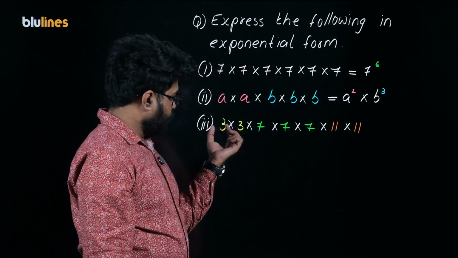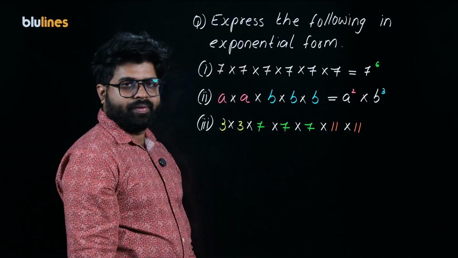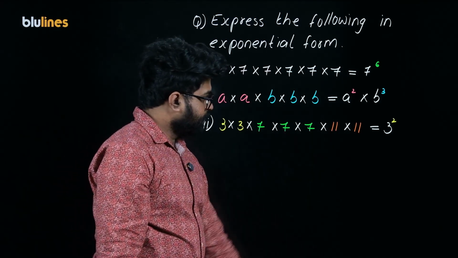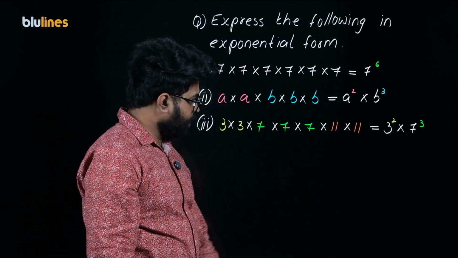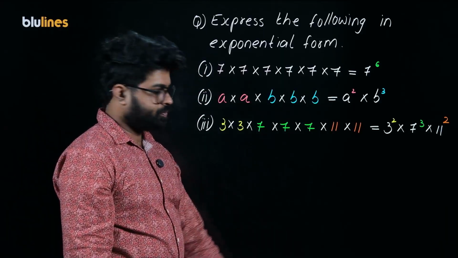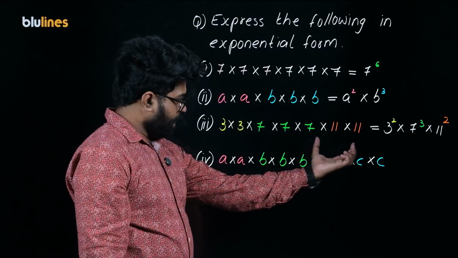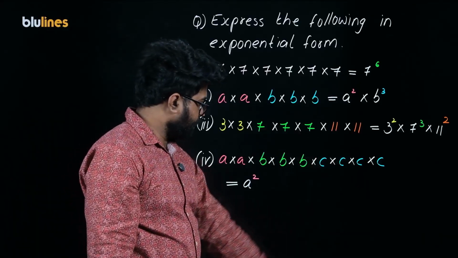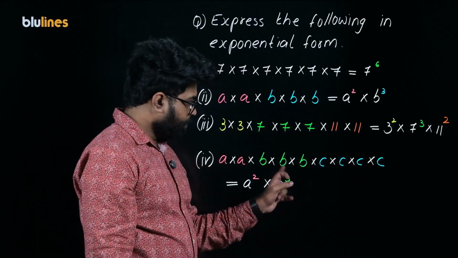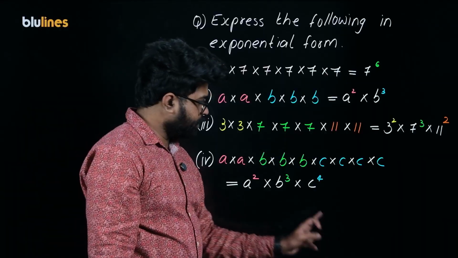Next one, here we have 2 3s, 3 7s and 2 11s. So you can write this one as 3 square multiplied with 7 cube multiplied with 11 square. Next one, here 2 a's, 3 b's and 4 c's. So you can write this one as a square multiplied with b cube multiplied with c to the power 4.